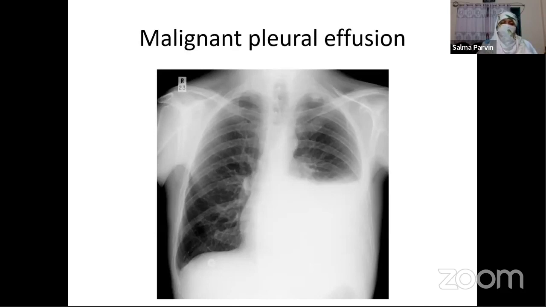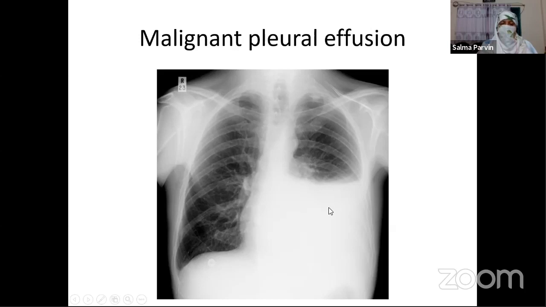And what about the malignant effusion? You see, it is also density homogeneous here in the left lung. This moderate effusion is still not displacing the mediastinum towards the right. And additionally, there is a mass shadow seen around the left hilum.